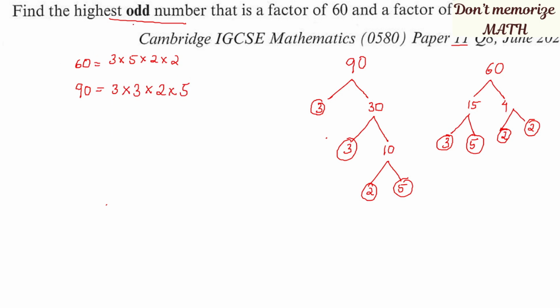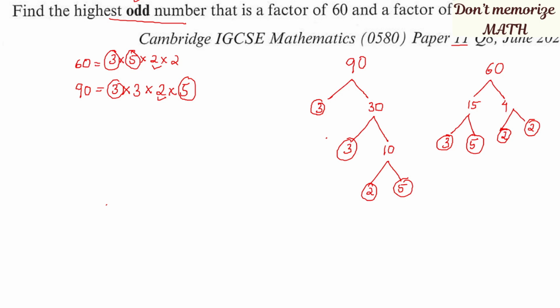So we need the highest odd number that is a factor of 60 and also a factor of 90. Just see which are common. 3 is common. Then 5 is also common. Then 2 is also common, right? But be very careful here, they have mentioned just odd numbers, so you can choose only odd numbers.